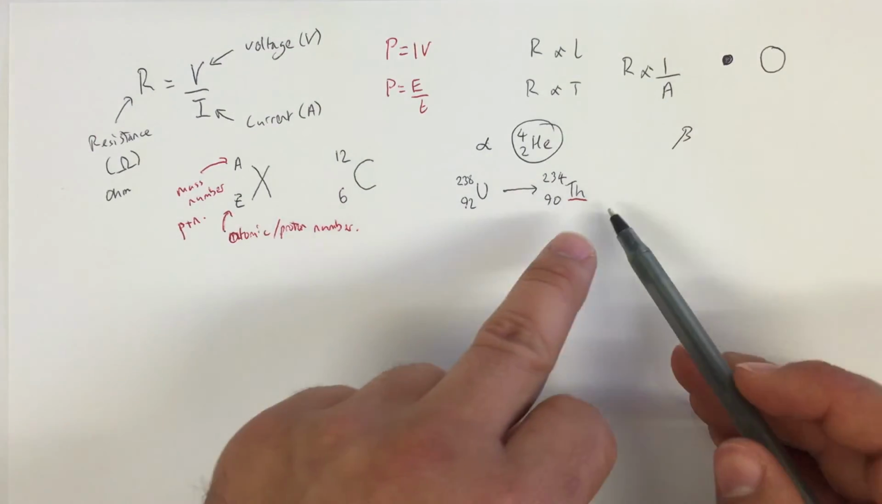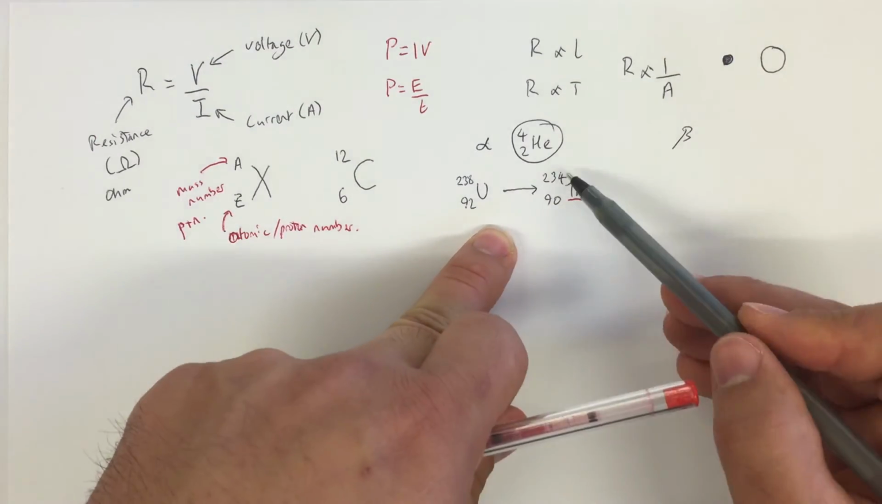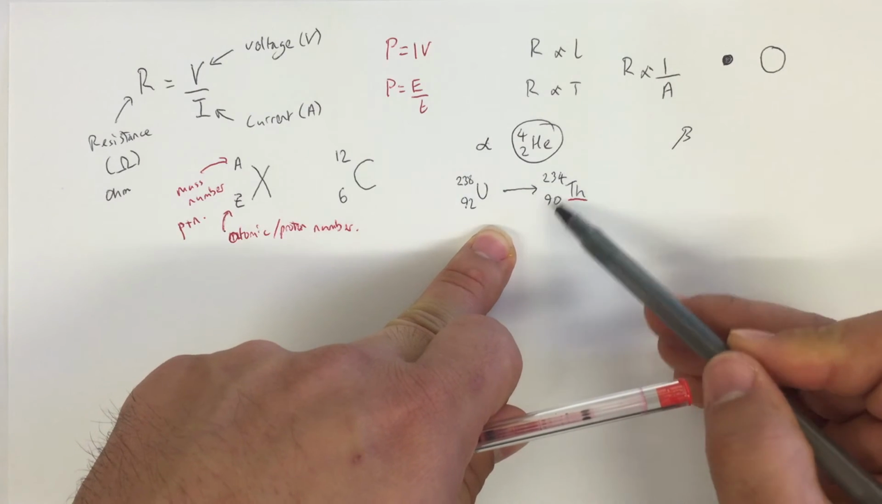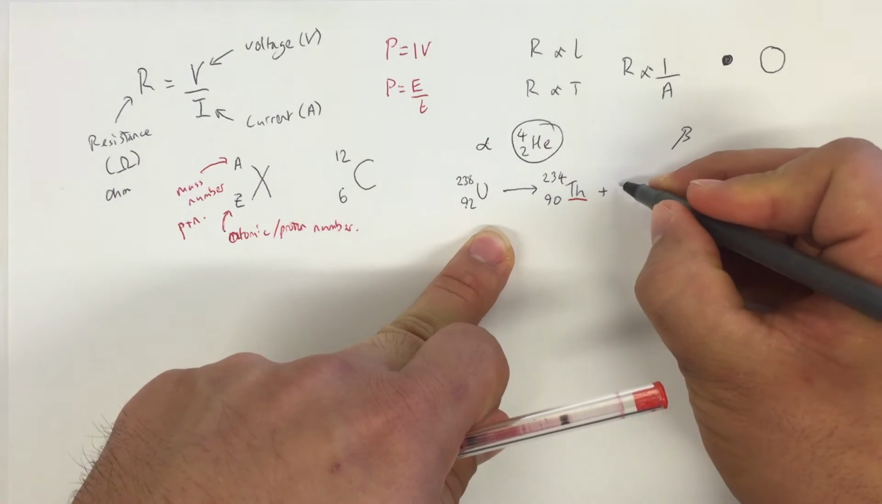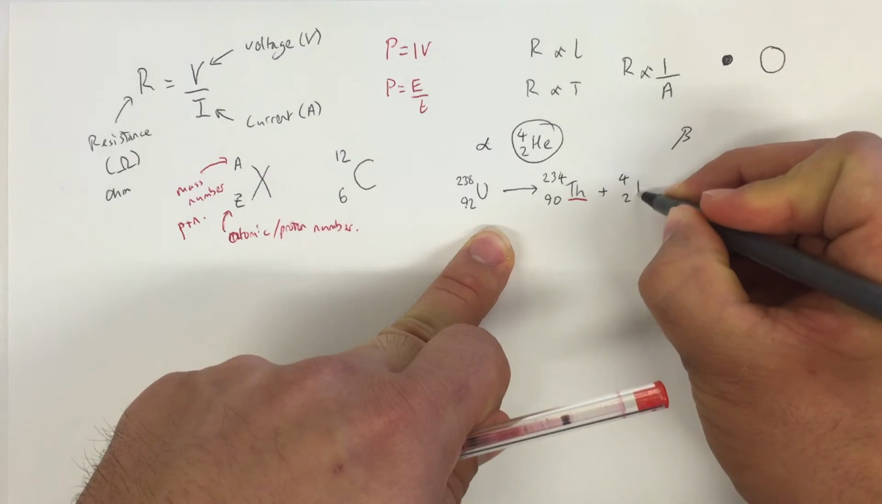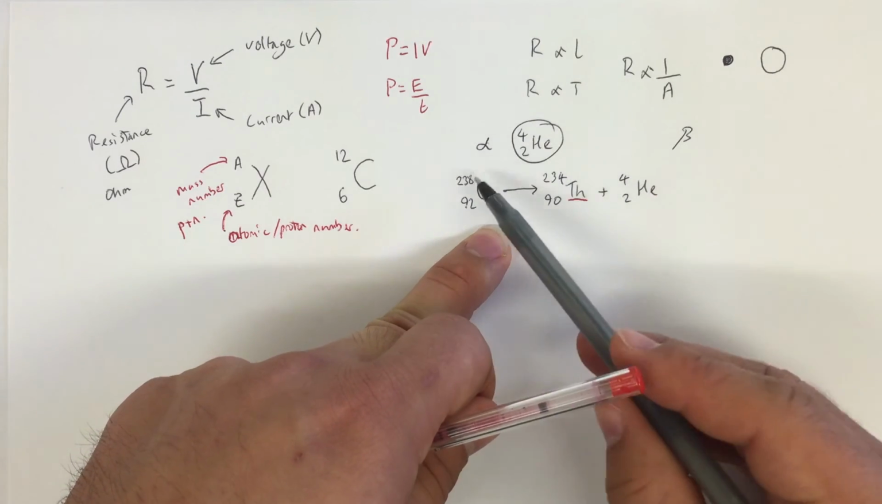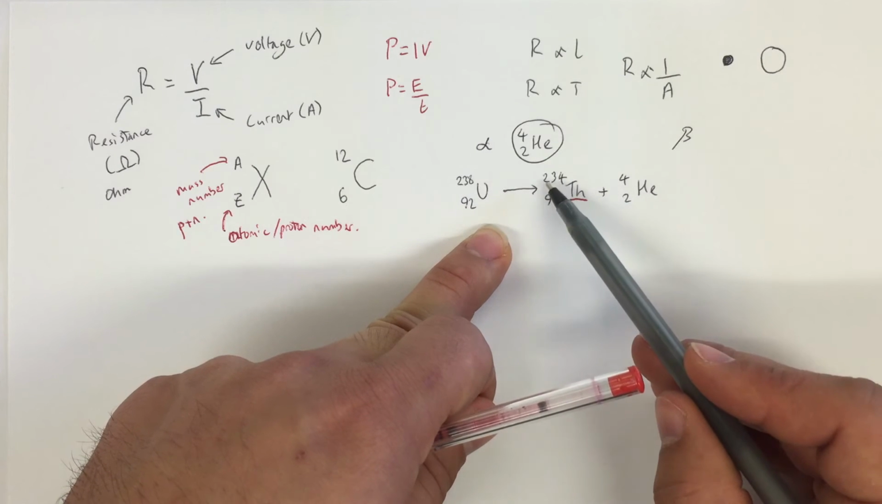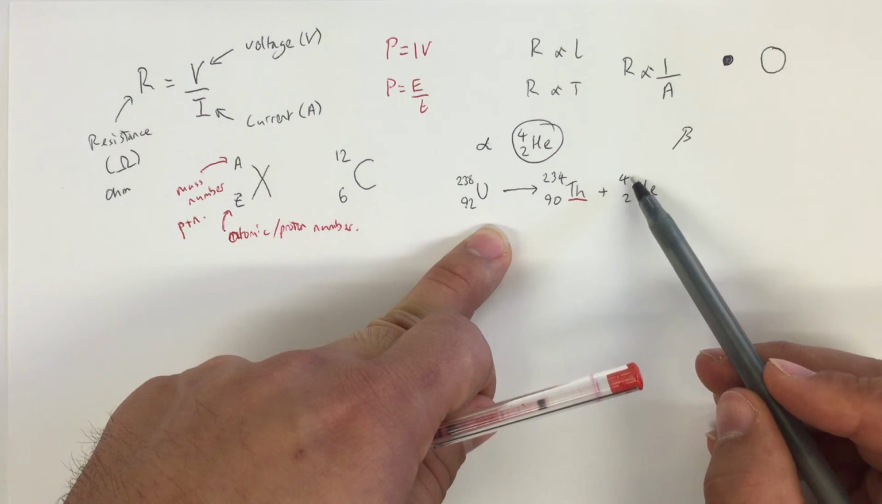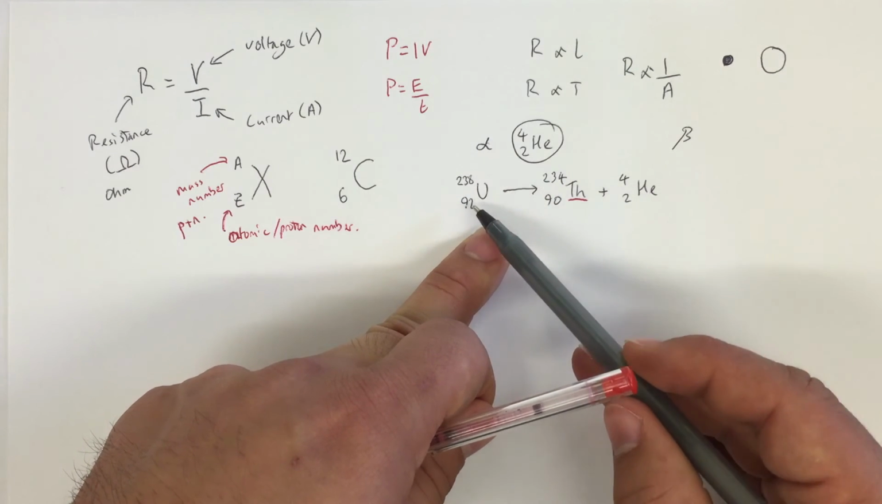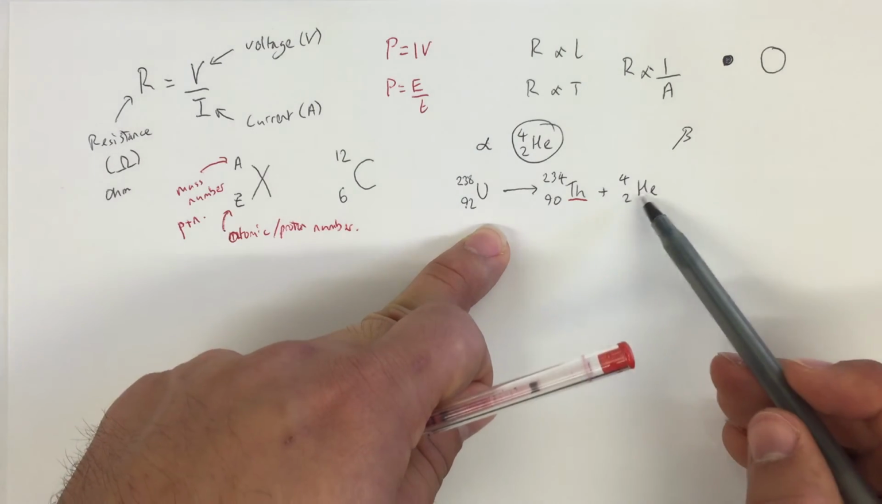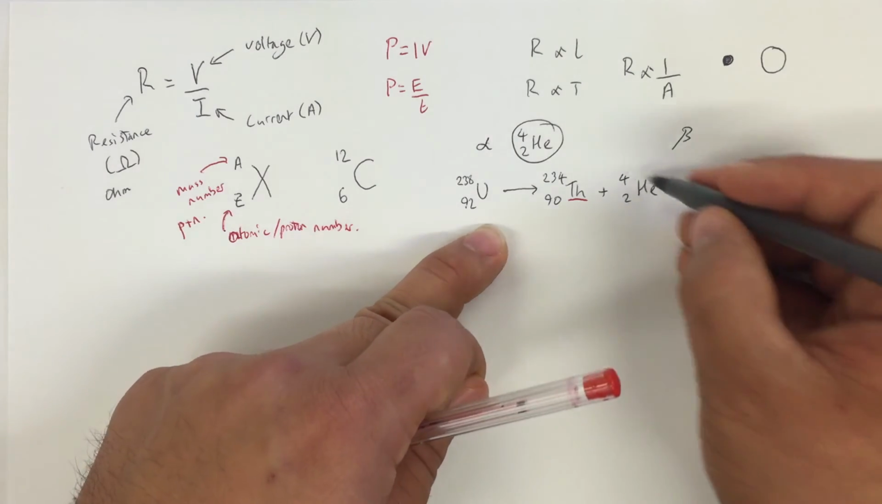What will happen in your exam is you'll be given an equation with symbols, and then you will have to just fill in the numbers. So actually it's very simple to do, because all you've got to do is make sure the numbers on the left add up to the numbers on the right. So we have 238 going to 234, and then we'll have 4 in the helium, and then 92 going to 90, because the 2 again is in the helium. So that's an alpha decay.